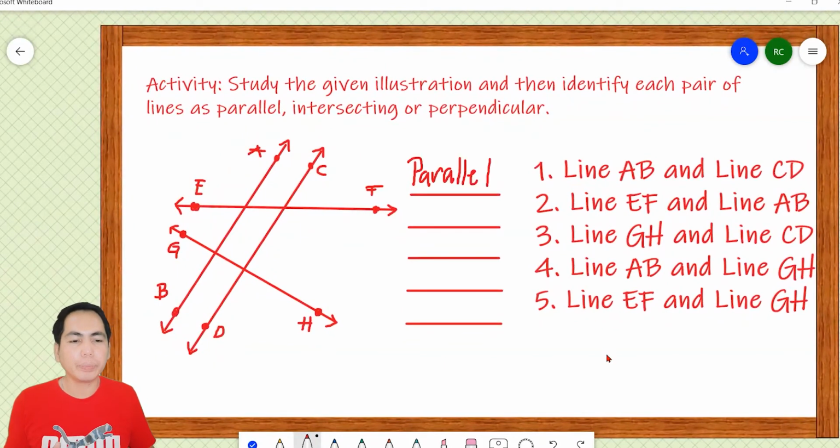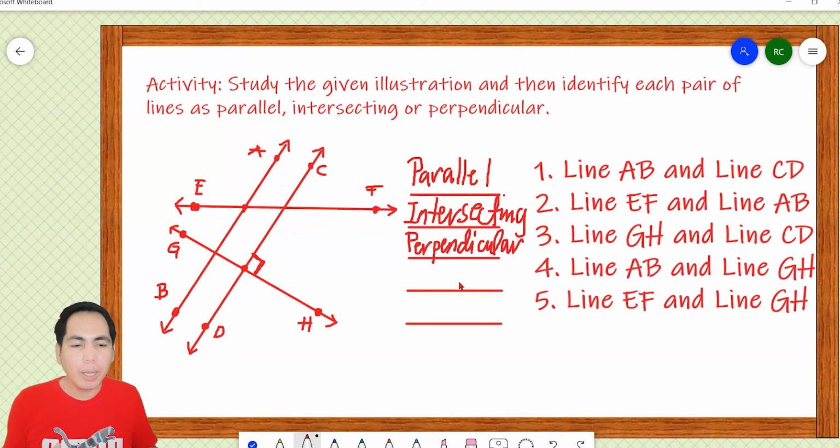Next, number 2. Line EF and line AB. The two lines meet at this point. But if we notice here, they do not form a right angle at the point of intersection. These two lines form intersecting lines. Next, line GH here and line CD. So the two lines meet at this point. And if we notice here, these two lines form a right angle at the point of intersection. So we call them perpendicular.